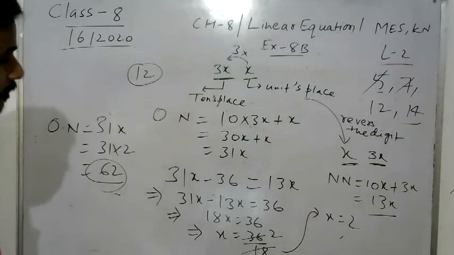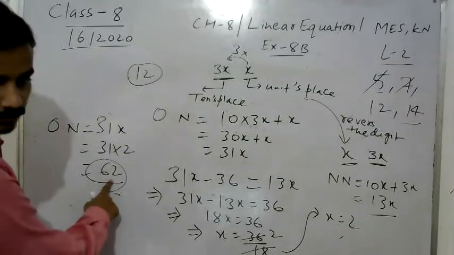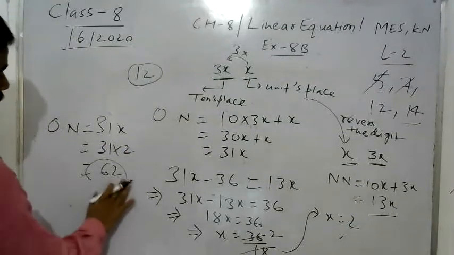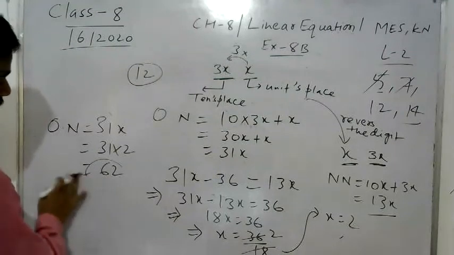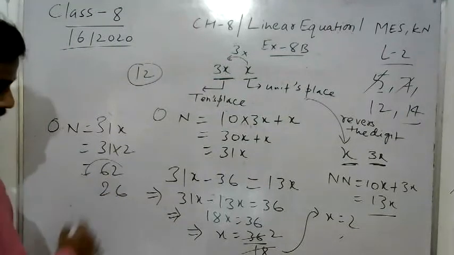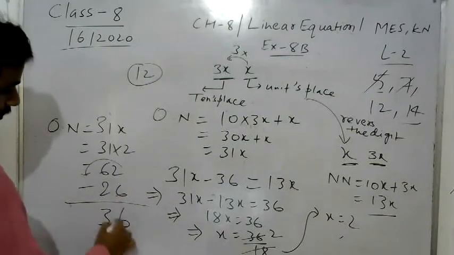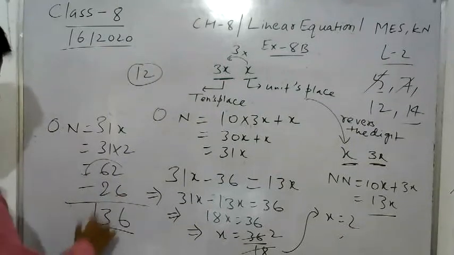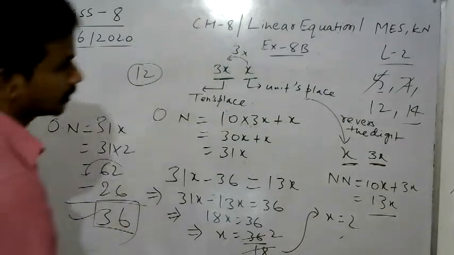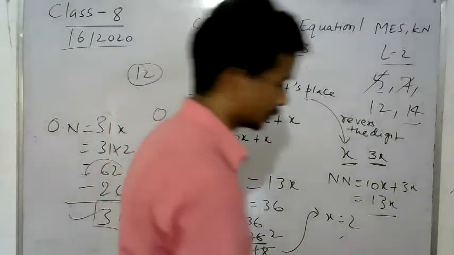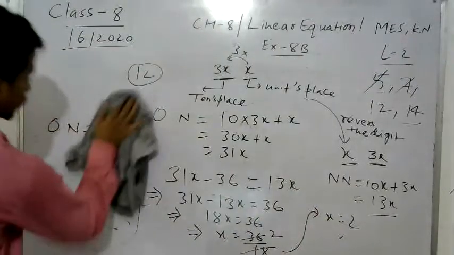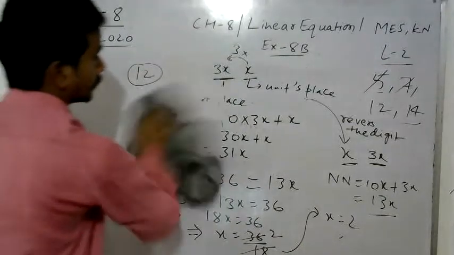You can also verify your solution. Our original number is 62. What is the number formed after reversing the digits? 26, and subtract it. Are you getting 36? Yes, after subtracting, you are getting 36. So our solution is correct. In this way, you will check your solutions.